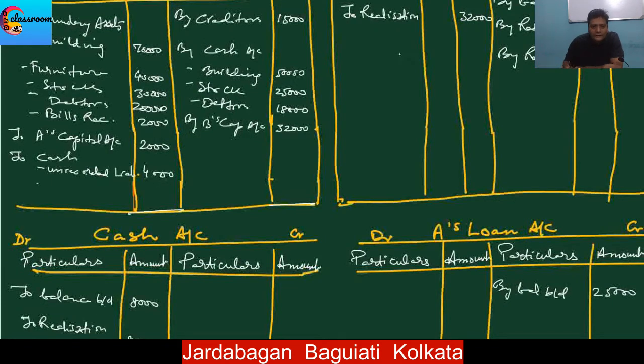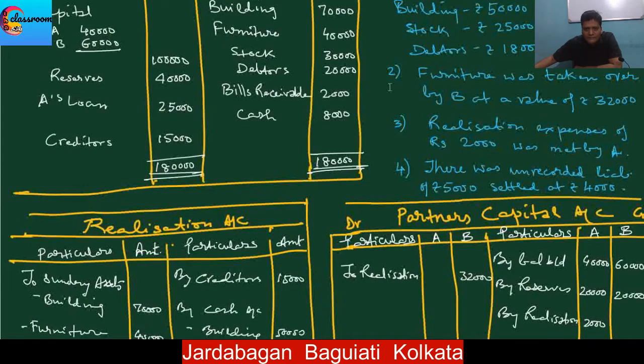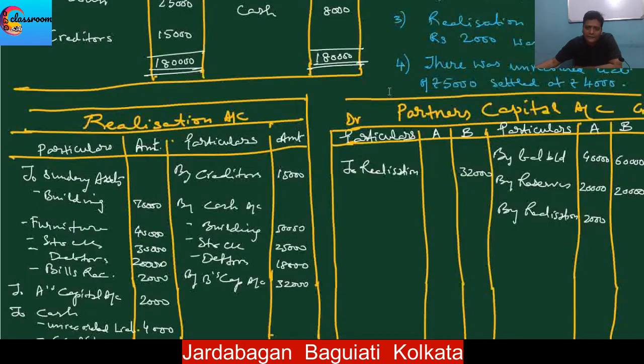So we'll write over here creditors as well. Creditors paid in full, so it is 15,000. The problem is silent regarding how much the bills receivable realized. So we'll assume it is worthless. It realized nothing. So we will not make any entry for the realization against bills receivable.